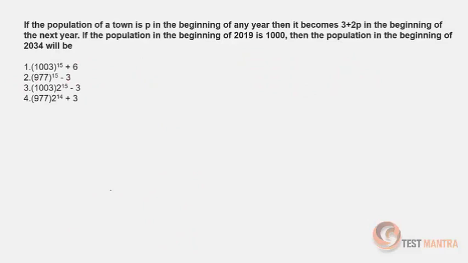Next one. If the population of a town is P in the beginning of the year, then it becomes 3 plus 2P in the beginning of the next year. If the population in the beginning of 2019 is 1000, the population in the beginning of 2034, that means we are talking about a span of 15 years here, right? So from 19 to 34, the span is about 15 years. So let's see what are the possibilities here.